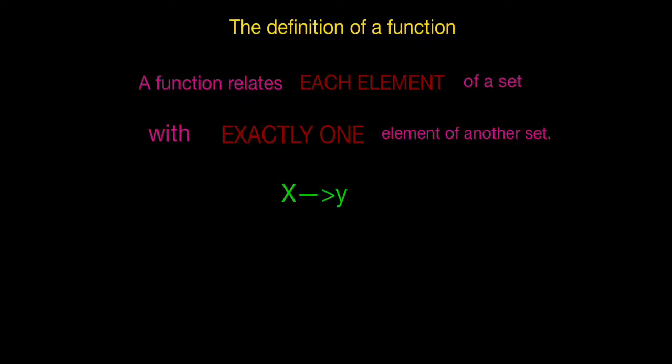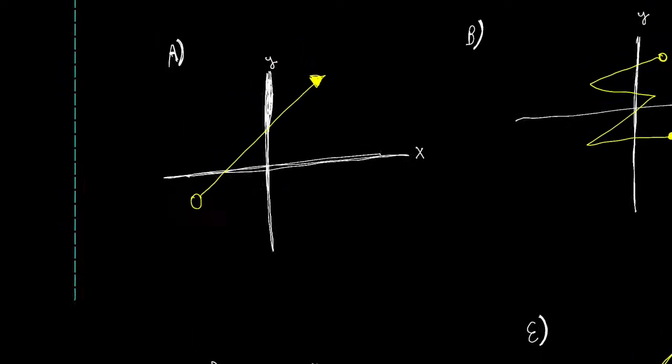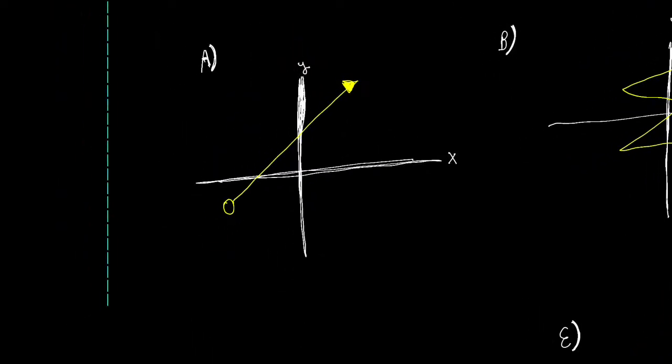So again, the definition of a function says that a function relates each element of a set with exactly one element of another set. So each x value is going to relate to some y value here. So let's look at some graphs here. So graphically, what this is saying is that no matter what x value I pick here, the x value should only have one y value, or in other words, each x value should only cut through one point on your graph. So here, this is why this is called the vertical line test.